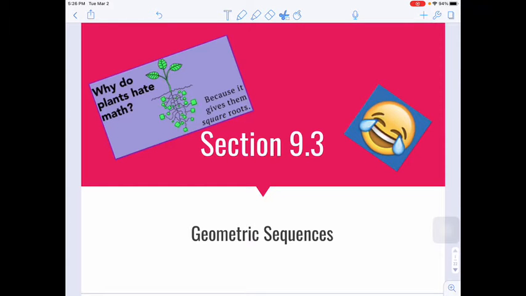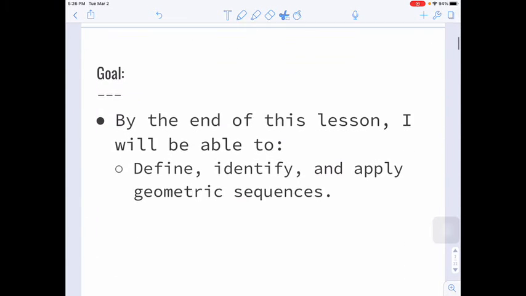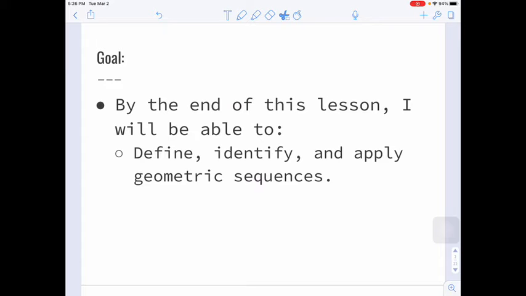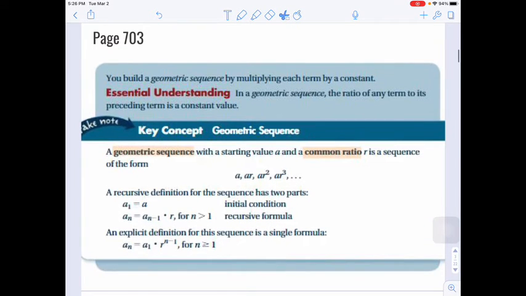Section 9.3 is geometric sequences. Our goal is to define, identify, and apply geometric sequences. On page 703, we have: you build a geometric sequence by multiplying each term by a constant. In a geometric sequence, the ratio of any term to its preceding term is a constant value.